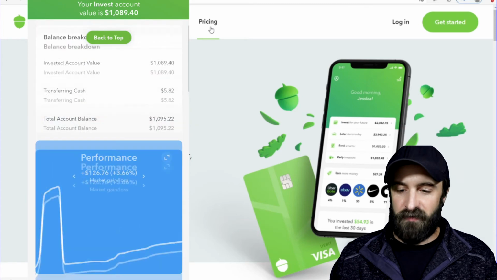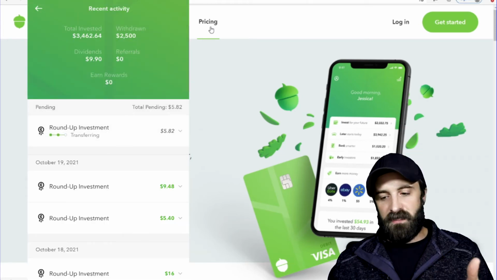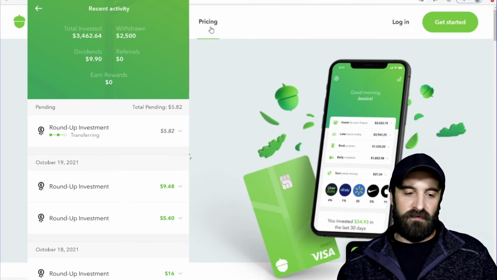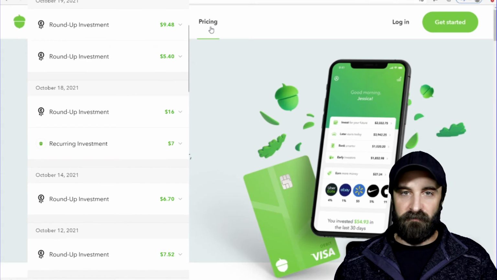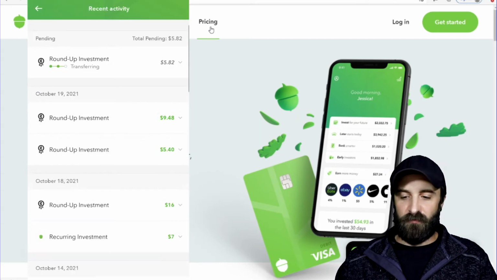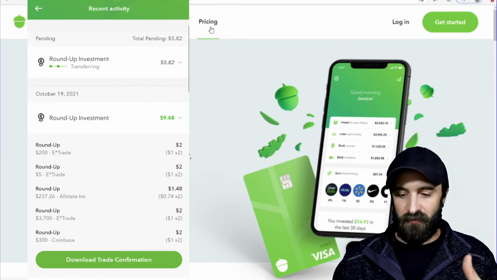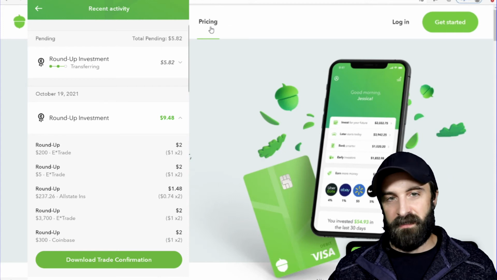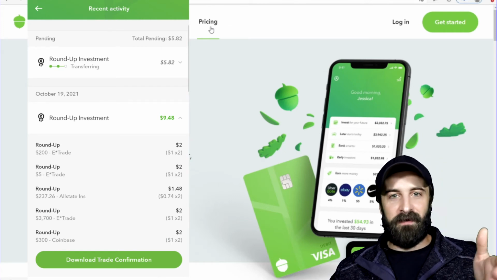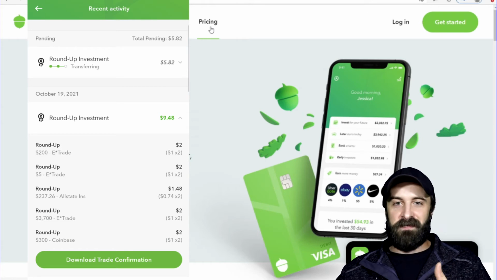So if we scroll back up here, we can actually look at the different types of investments, the different types of Roundups. So each time you cross a $5 threshold, that's when it will pull it out of your bank account and put it into Acorns. So that's why all these deposits are slightly over $5. So if we look at this October 19th, it'll show everything that was rounded up, essentially. So I have a roundup from E-Trade, several roundups from E-Trade, one from Coinbase, one from Allstate.